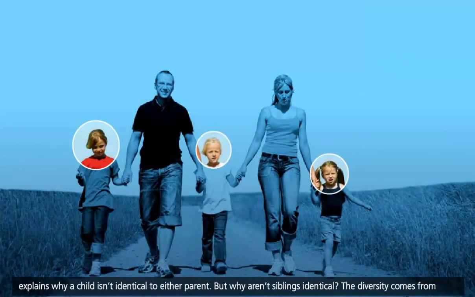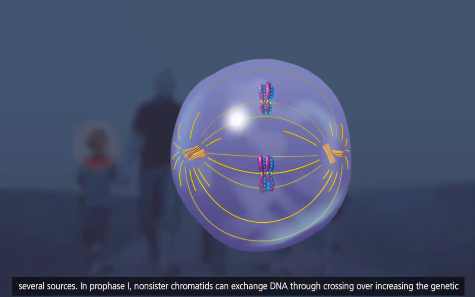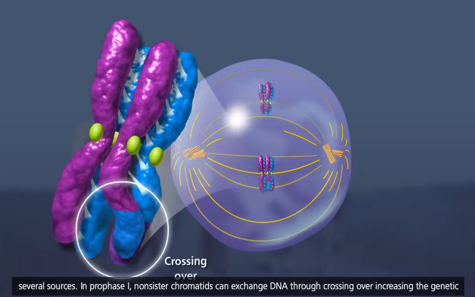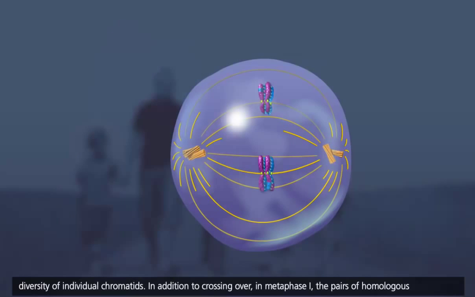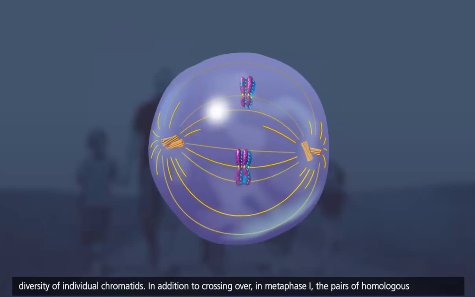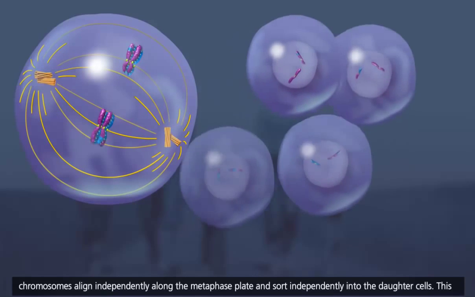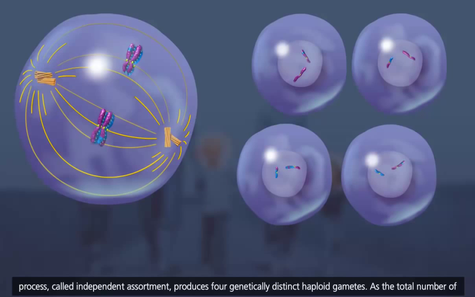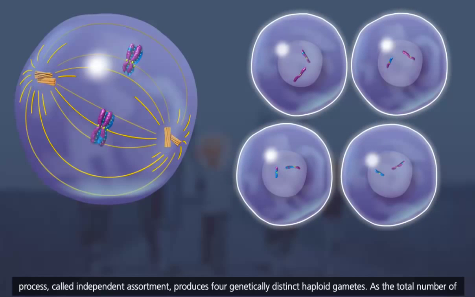But why aren't siblings identical? The diversity comes from several sources. In prophase 1, non-sister chromatids can exchange DNA through crossing over, increasing the genetic diversity of individual chromatids. In addition to crossing over, in metaphase 1, the pairs of homologous chromosomes align independently along the metaphase plate and sort independently into the daughter cells. This process, called independent assortment, produces 4 genetically distinct haploid gametes.